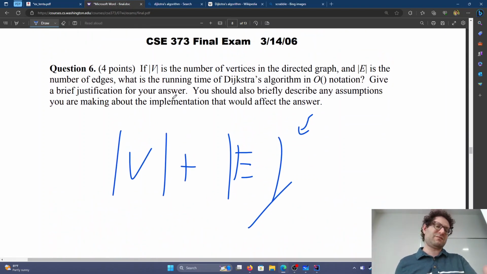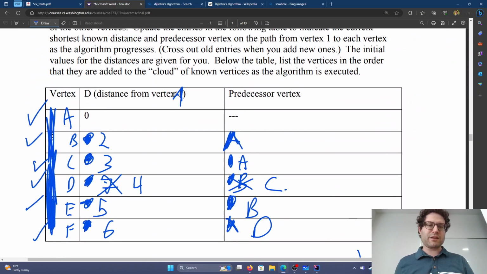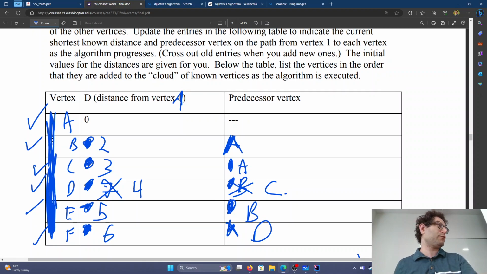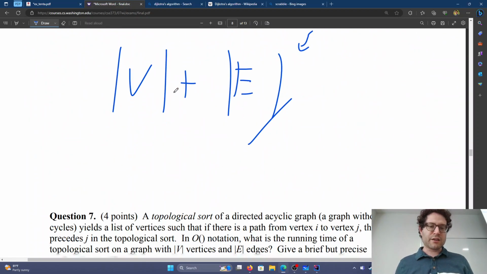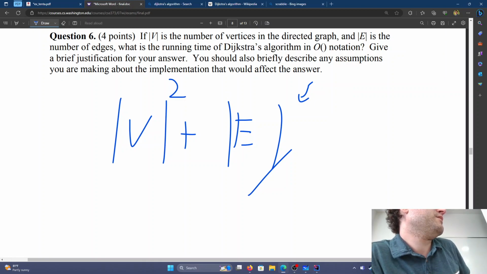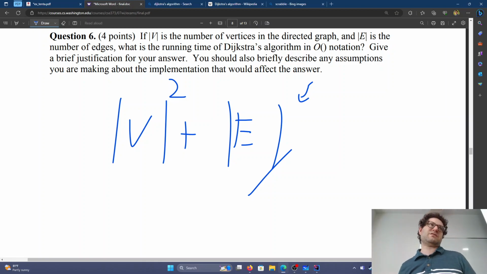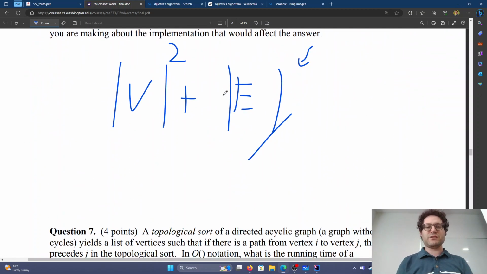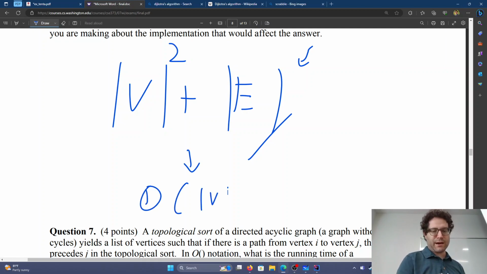But this part, we don't just go over all of the vertices. What we do is check for the cheapest vertex here, then we check the next cheapest, then V minus 1, then V minus 2, then V minus 3, then V minus 4 vertices. Dijkstra's original implementation is V squared plus E, where V squared is because it takes O of V squared time to keep choosing the cheapest vertex to get to. Now this reduces, so this becomes O of V squared.